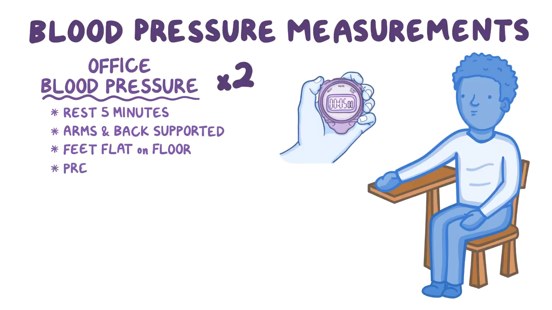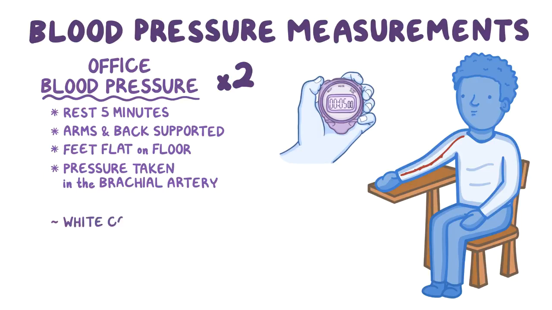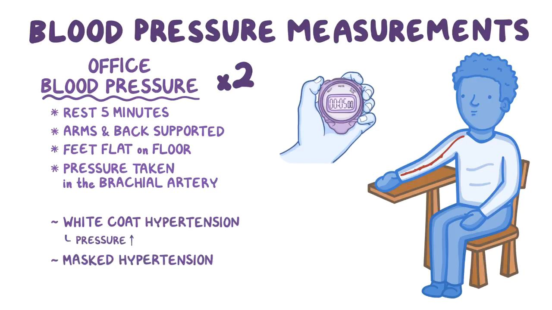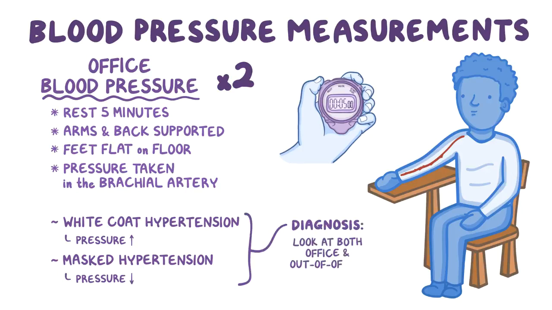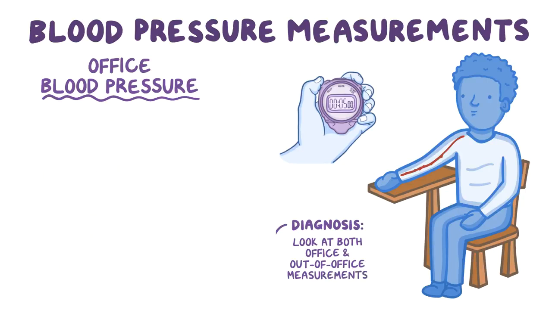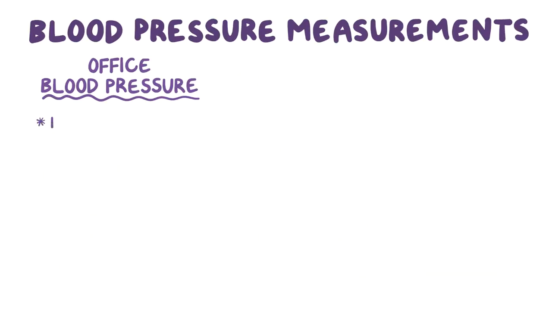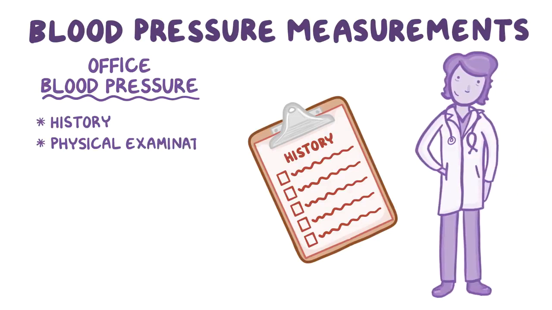Most of the time, blood pressure is taken in the brachial artery in the upper arm, because if the pressure is high there, it's probably high throughout the arteries. And keep in mind that just being in the office can cause blood pressure to change. In white coat hypertension, a person's blood pressure rises, and in masked hypertension, a person's blood pressure falls. So the diagnosis of hypertension should be done by looking at both office and out-of-office blood pressure measurements. The second step is taking the patient's history and physical examination.